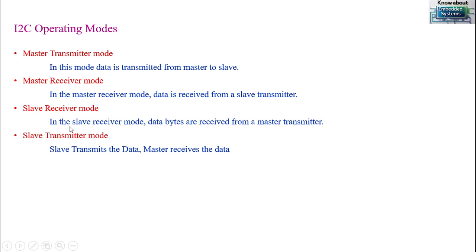Slave receiver mode. That means microcontroller can behave as a slave as well, and that can also receive the data. And finally, the last one is slave transmitter mode. The controller can also behave like a slave, and that can also transmit the data. So these are all 4 different modes, and very simple to understand.